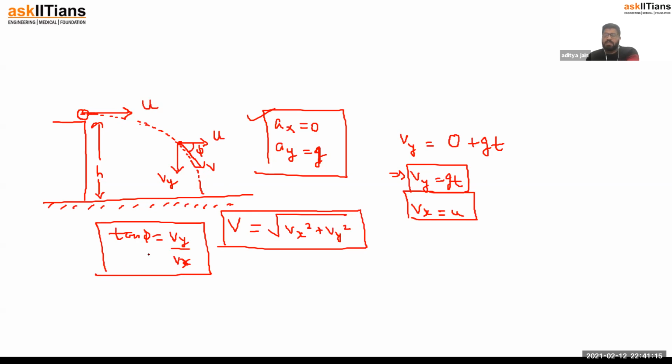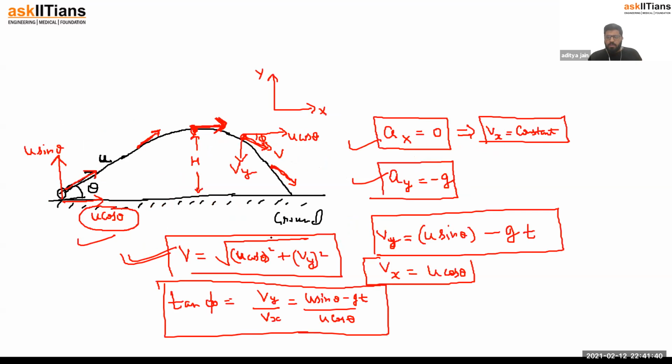The basic and important thing to remember is that in a projectile motion, the acceleration along horizontal will be 0. Acceleration along y will be minus g in case of throwing the ball from the ground, and it will be plus g in case of throwing a ball from the top of a building or from any height edge. Okay, so that is the basic case. Clear?